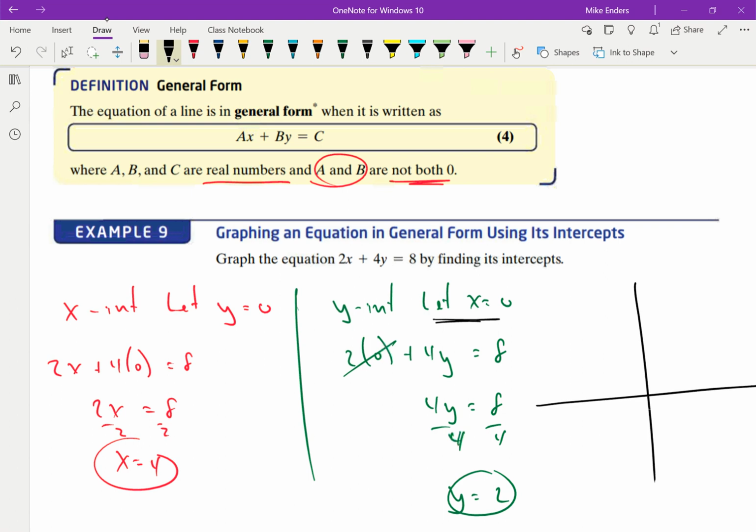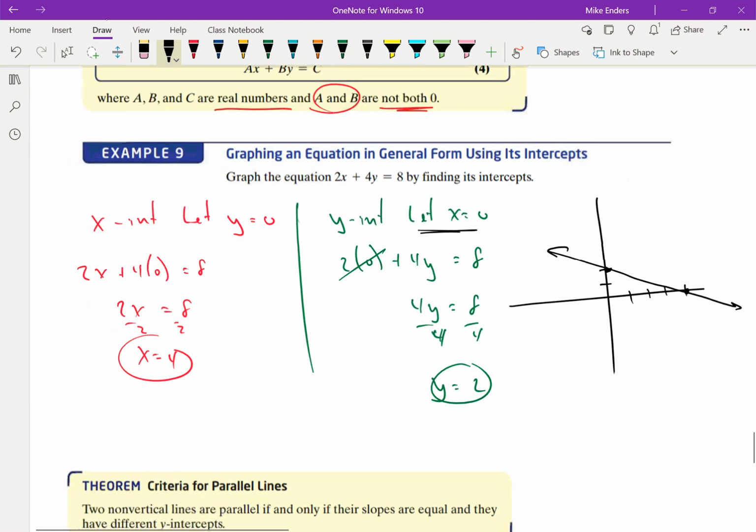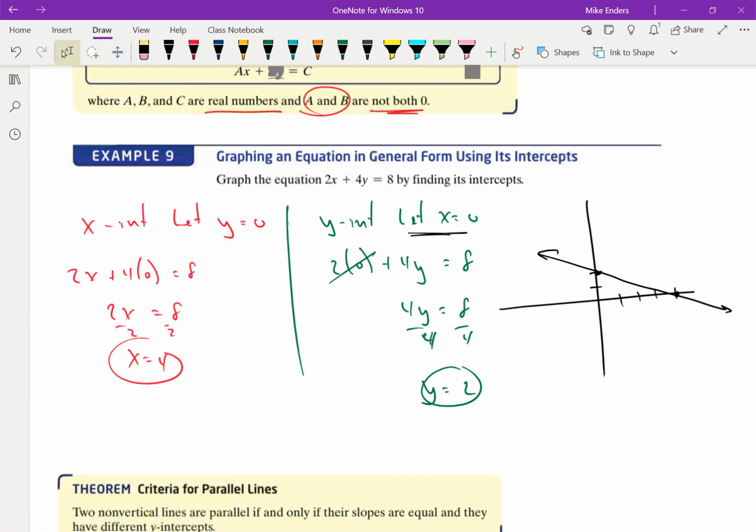Graphing then, how many points determine a line? Only 2. And we end up with the intercepts here. So x is 4. 1, 2, 3, 4. The y-intercept is 2. Since I have 2 points, I can connect those. And there's my line. So the graph of 2x plus 4y equals 8 is right there.